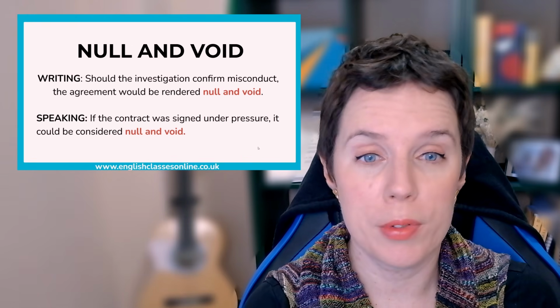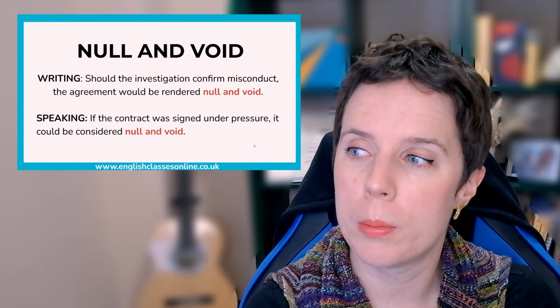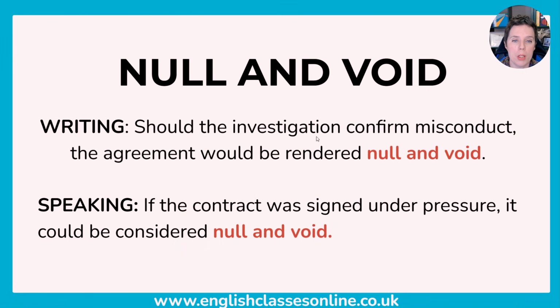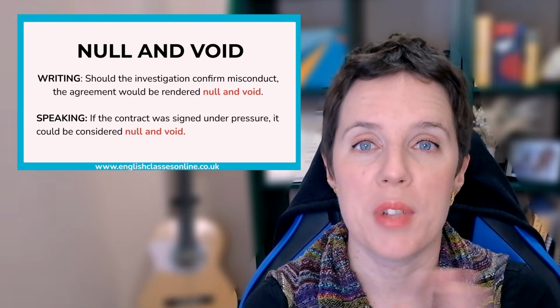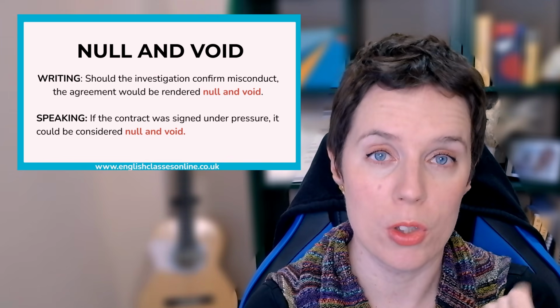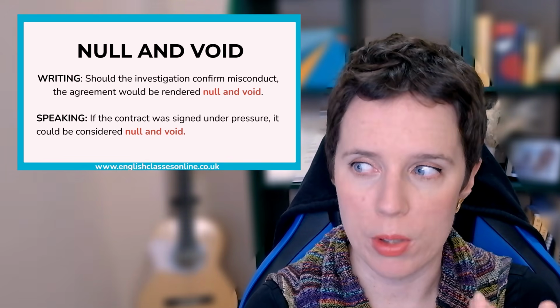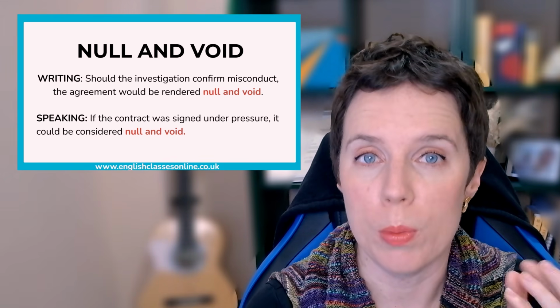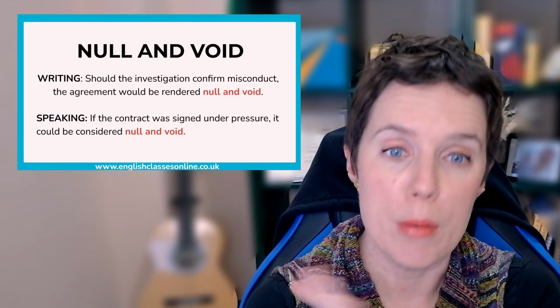Alright. Null and void. This is another good one. This is, say, a bit more formal, but you can still use it in speaking. So should the investigation confirm misconduct, the agreement will be rendered null and void. Okay. If the contract was signed under pressure, it could be considered null and void. So null and void is like invalid, but legally invalid. So we tend to use this with documents, contracts, agreements. Any kind of legal contract would be null and void. Okay. If it's invalid, it's null and void.